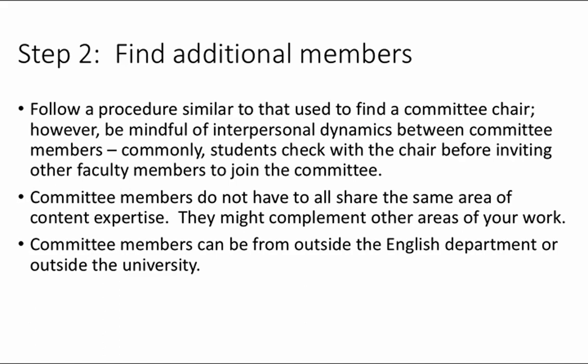And the remaining 2 bullets on this slide are just a couple of things to keep in mind as you're thinking about additional committee members. The second bullet says committee members do not have to all share the same area of content expertise. They might complement other areas of your work. And that's related to the point on the previous slide about finding a chair for your committee. The area of overlap that you might find between your work and a faculty member's may be in terms of the specific topic that you're planning to research, but it may be in other ways as well. For example, expertise with a particular kind of research design.